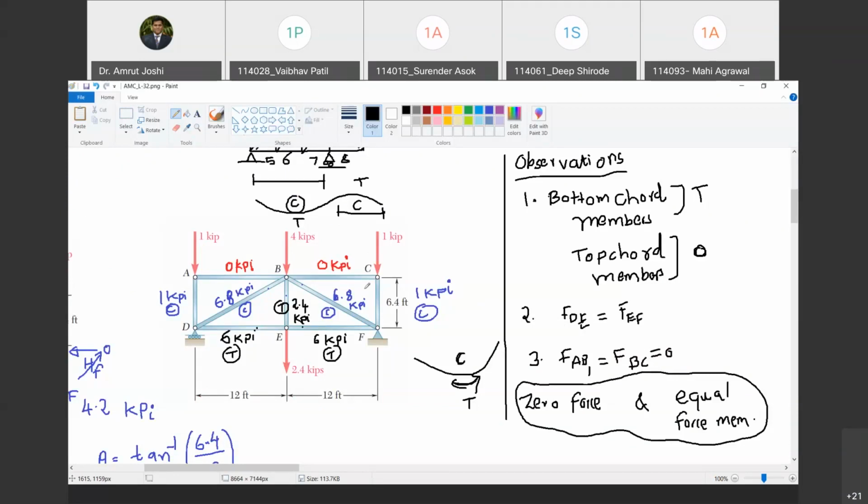So therefore, we are also going to deal with the fact that even though the force in a member is zero, we cannot remove those members from a structure, and we have to answer the question why. Anyway, it is carrying zero force. Why can't I remove it? It is doing nothing there. So that question we will answer first, and then we will develop strategies to find zero force and equal force members. Are you with me?